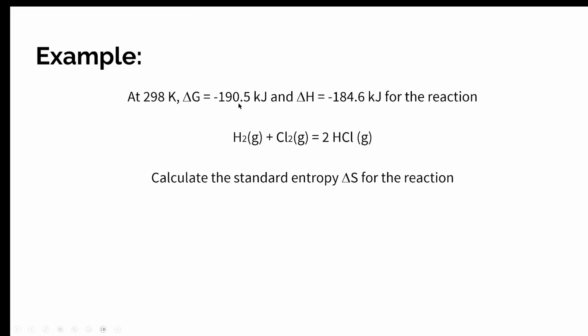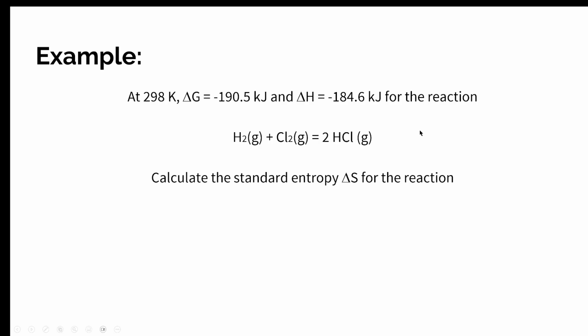And we have negative 190.5 kilojoules for our delta G, and delta H is going to be negative 184.6 kilojoules for this reaction. So in this reaction, we have hydrogen gas mixing with chlorine gas, and that's going to give us 2 HCl, hydrogen chloride in gas form. So we want to calculate the standard entropy, delta S, for this reaction.